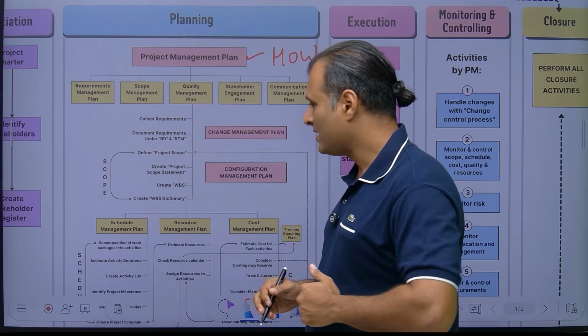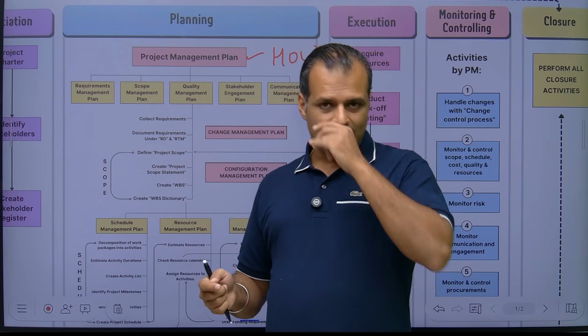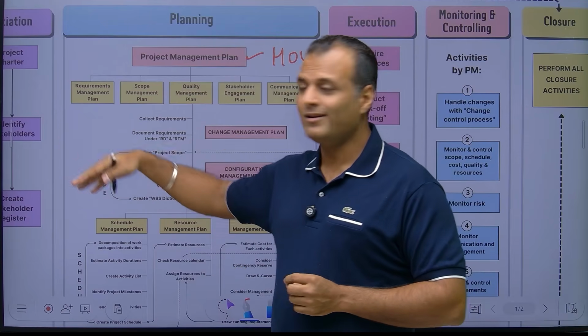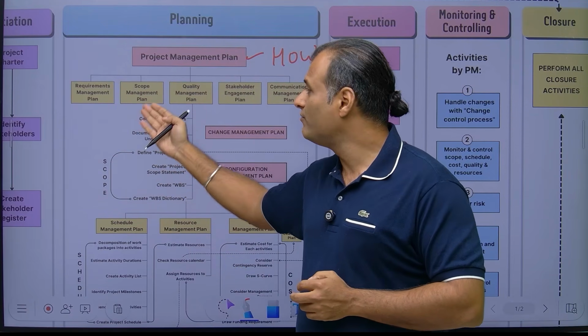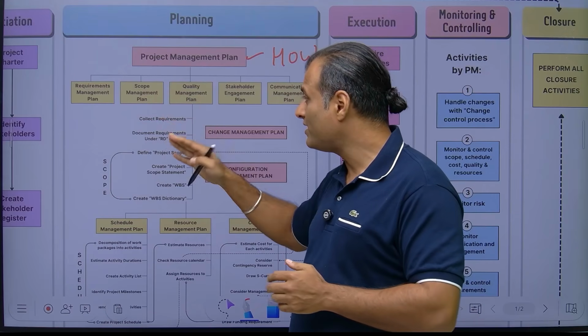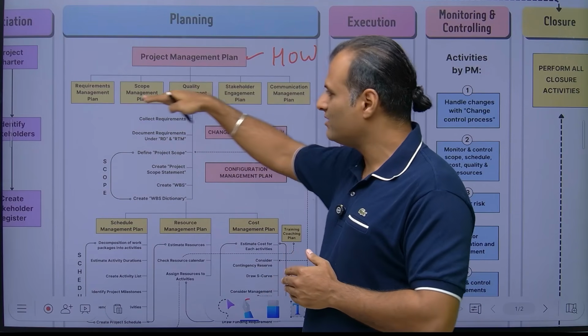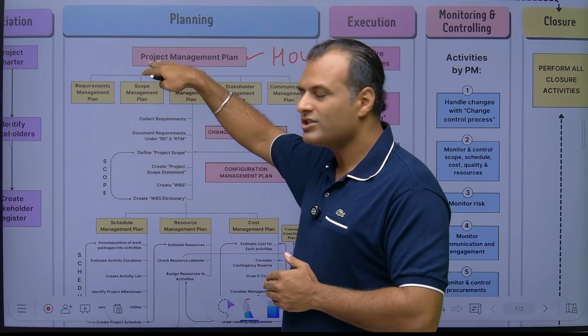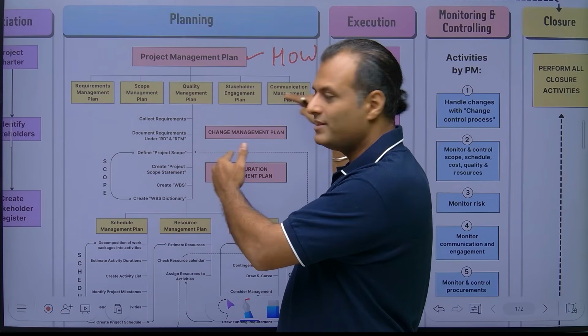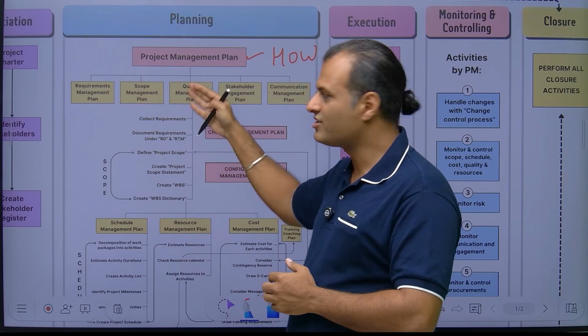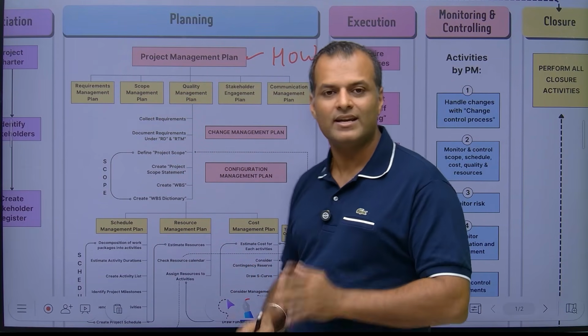What do I mean by that? How you will manage the project end to end, like how you will collect the requirements, how you will work on the scope, how you will work on the quality. So all these children which you are seeing, the project management plan is the father, and all these are your children: requirements, scope, quality, stakeholder, and communication.